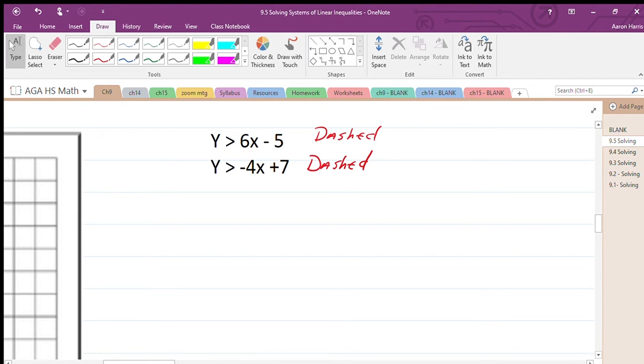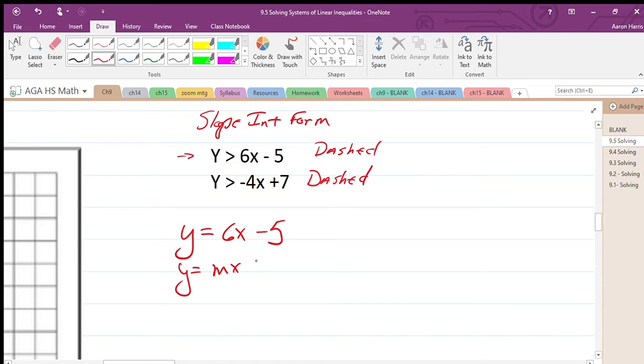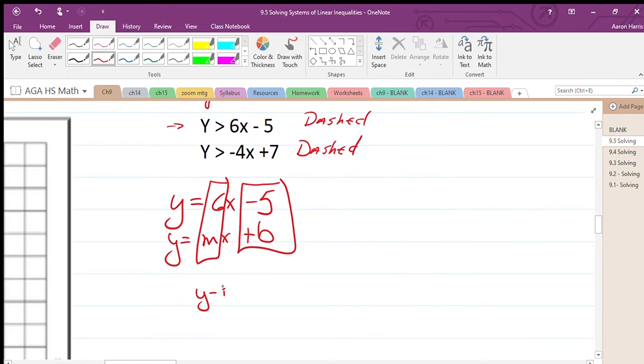But what format are both of these equations in? Yeah, just slope-intercept form. Instead of having an equals, it has an inequality there. But you can treat it for the purposes of graphing like an equal sign. So let's do the first one. Let's say y is equal to 6x minus 5. Well, I don't have to do any math. I already know that this is equal to y = mx + b. My b is negative 5. My m is 6. So my y-intercept is what? You got it. 0, negative 5.